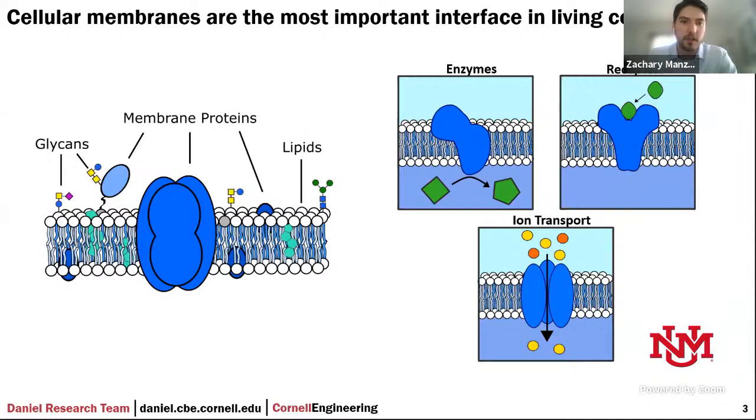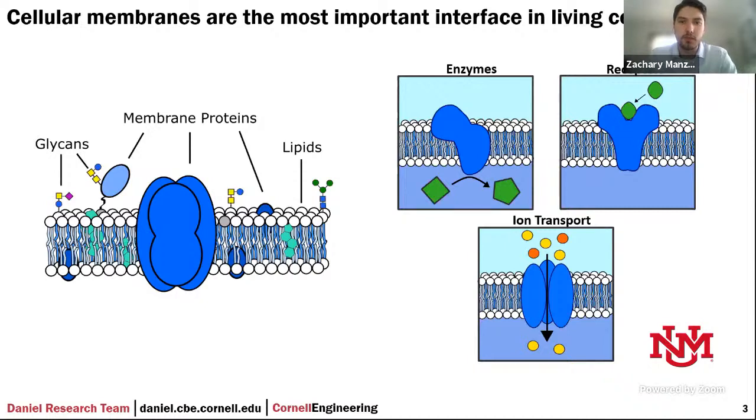And I've listed a few of them here. They can carry out enzymatic conversions in the cell. They can serve as receptors to transmit information across the cell membrane, as well as serving as a transport species across the membrane, such as with ions or other electrolytes.